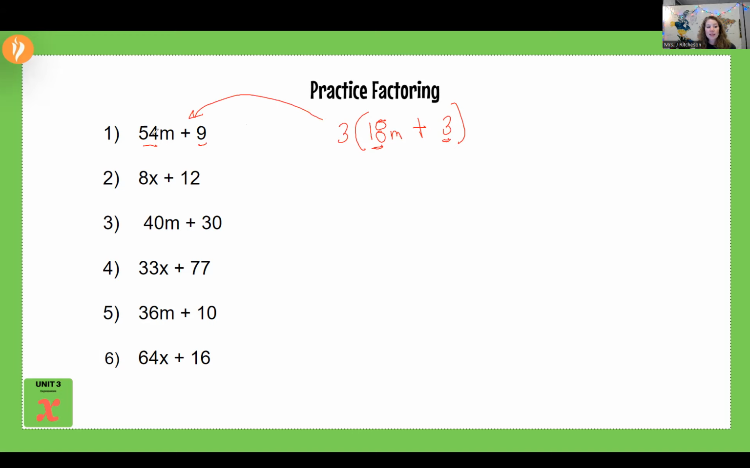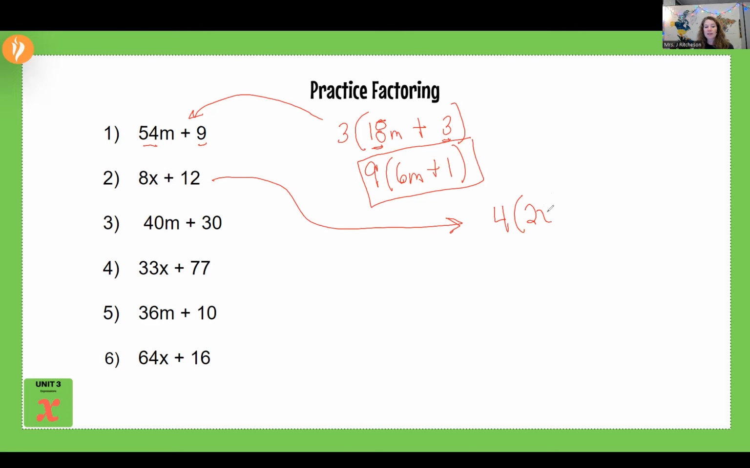So the greatest common factor of 9 and 54 is 9. When I divide 54 by 9, I get 6m. And then 9 divided by 9 is 1. And I know that 1 and 6 don't have any common factors besides 1, and that never counts. So this is the best answer. All right, the second one, you could have pulled out a 2, but that's not the greatest common factor. The greatest common factor is a 4. So 8x divided by 4 is 2x, and 12 divided by 4 is 3.